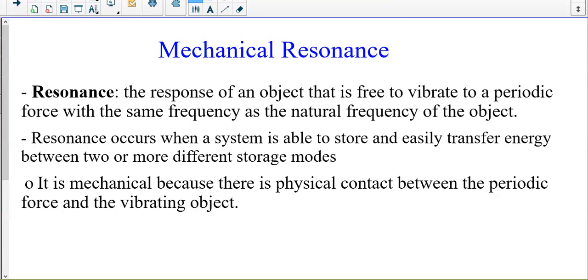Helicopters have to consider mechanical resonance. Race cars have to consider mechanical resonance. Most vehicles would have to consider mechanical resonance in their design, such that they don't end up shaking at very specific frequencies, because all objects have a natural frequency in which they would start to vibrate.